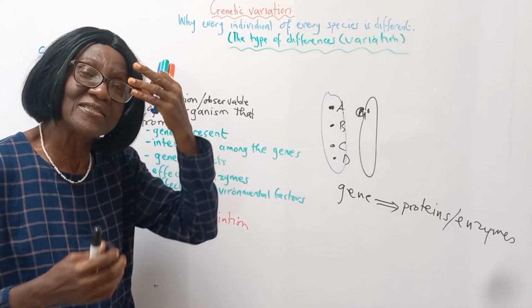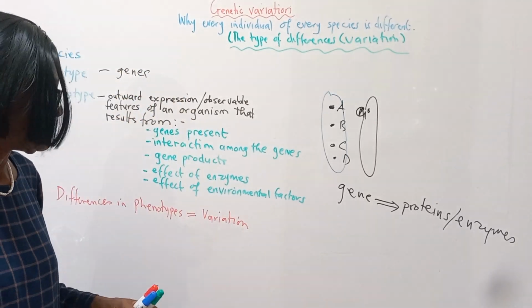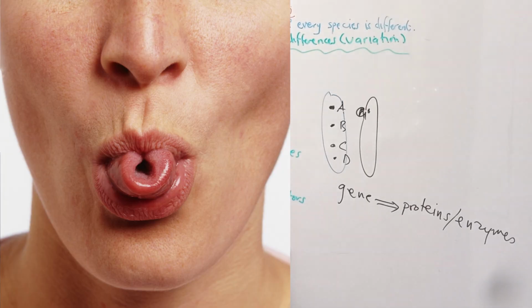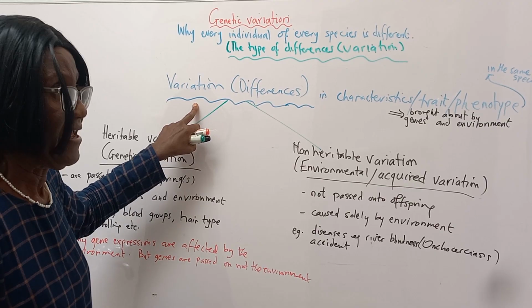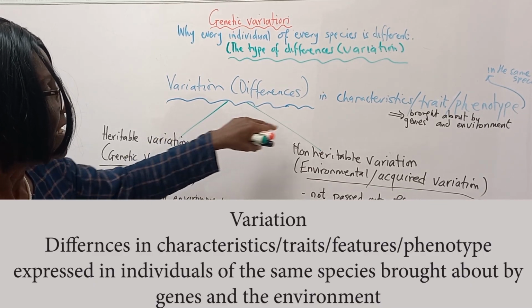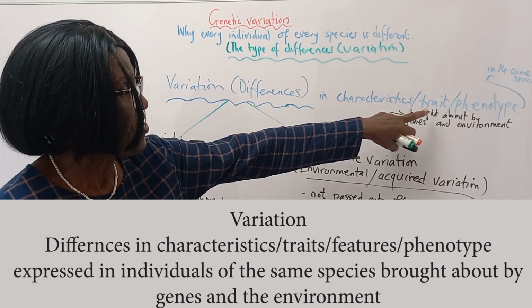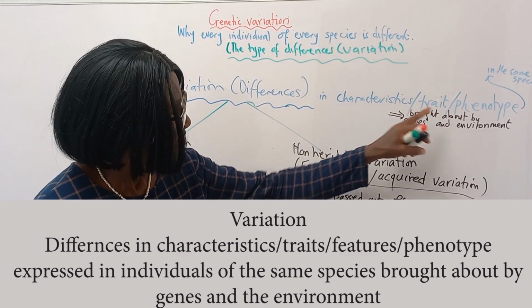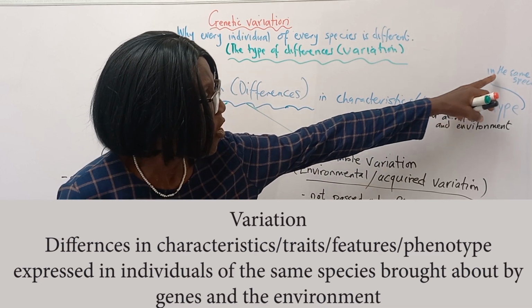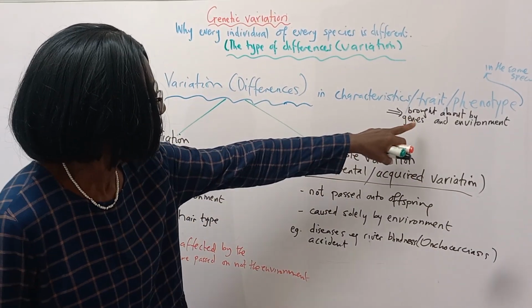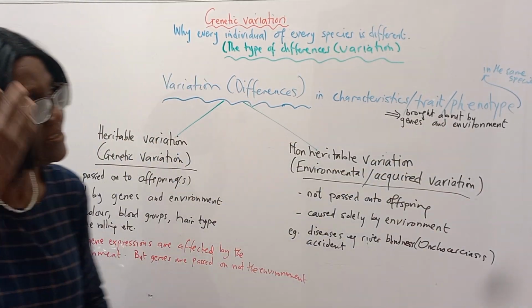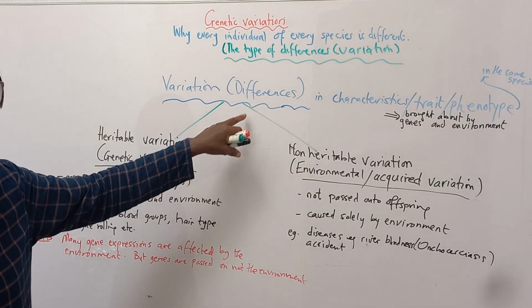Now, you can see that there are differences in the phenotypes. For instance, tongue rolling, there are differences. Some can roll their tongue, as you can see, and some can't roll their tongue. So the differences in the phenotypes is what is called variation. It's the differences in characteristics or traits or phenotype of the same species, and these differences are brought about by genes and the environment.